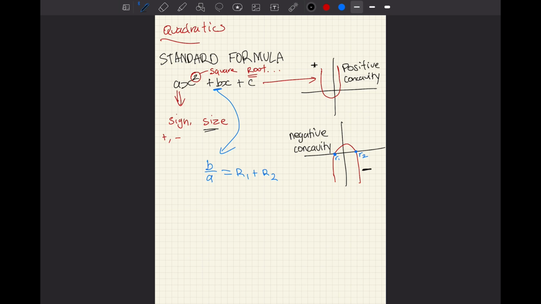Now, a similar thing happens with c. So c on a is equal to root 1 times root 2. If you go and look for the factorizing video, you'll understand how we can use these to factorize quadratics. And we'll move on to the quadratic formula now.